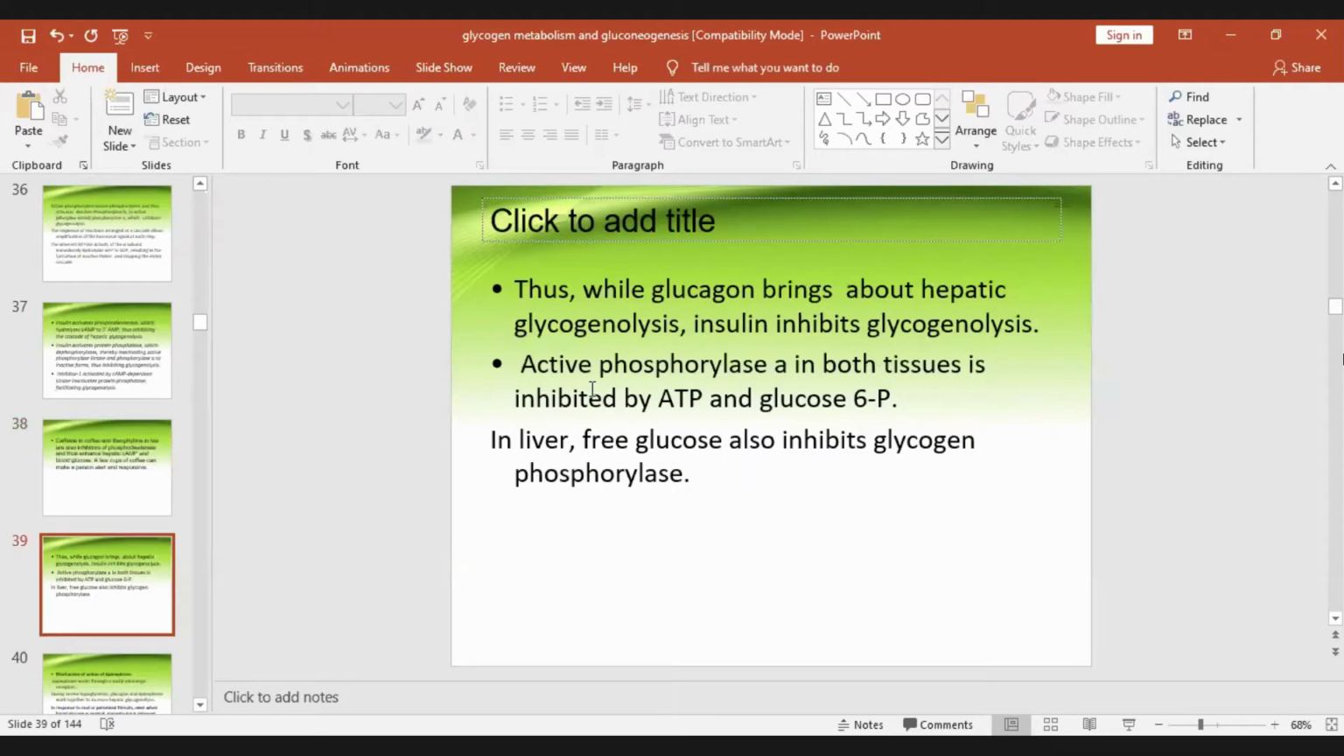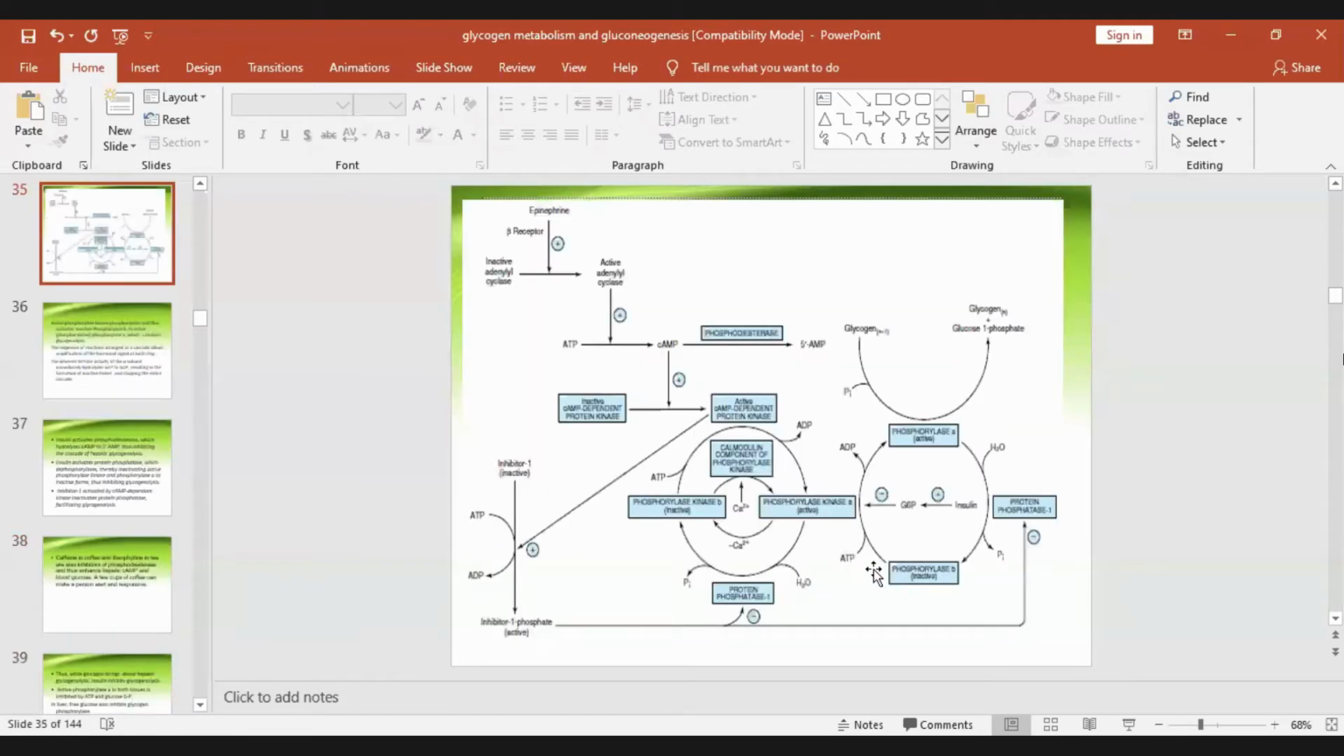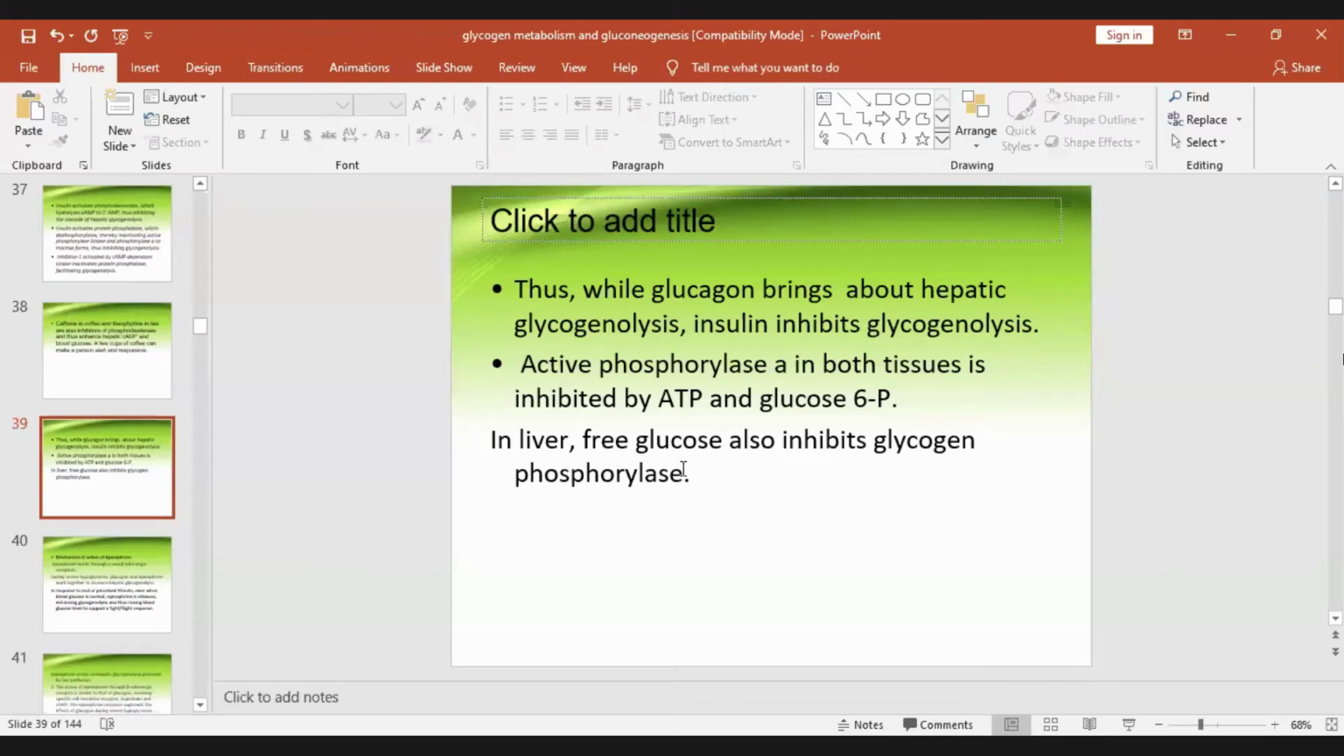Thus, while glucagon brings about hepatic glycogenolysis, insulin inhibits glycogenolysis. Active phosphorylase A in both the tissues is inhibited by ATP and glucose 6-phosphate. So ATP also inhibits phosphorylase B conversion to phosphorylase A. In liver, free glucose also inhibits glycogen phosphorylase. So when there is more glucose, there is no need of glycogenolysis.